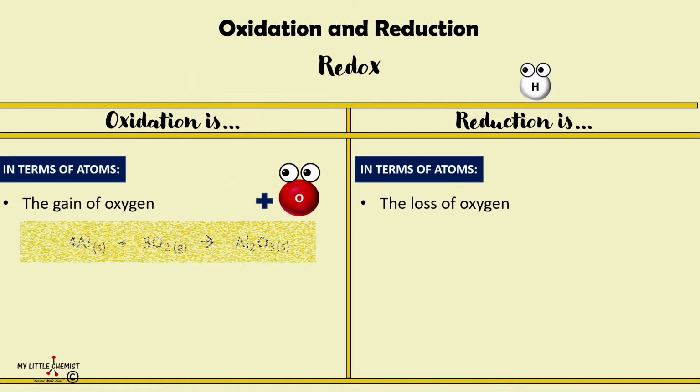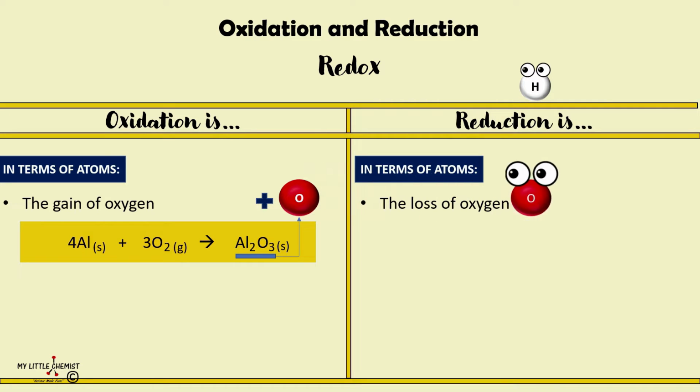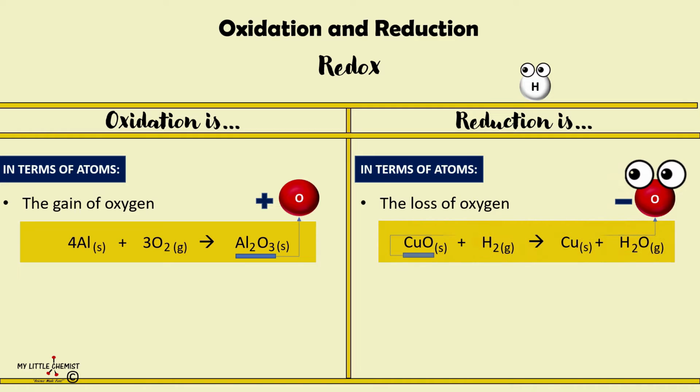Oxidation can be defined as the gain of oxygen. As you can see in this example, the aluminium atom gained oxygen atoms, combining to form the compound aluminium oxide. Hence, the aluminium was oxidized. Reduction, however, is the loss of oxygen. In our second example, copper oxide has lost oxygen and was therefore reduced to copper metal.